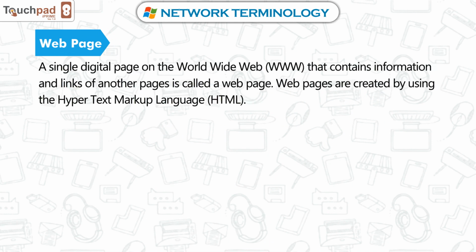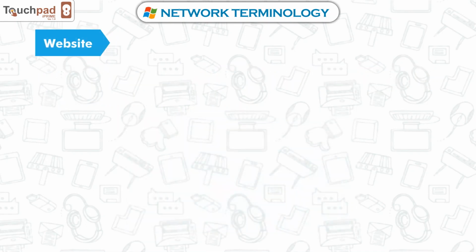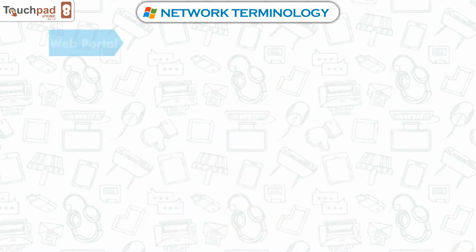Web page. A single digital page on the World Wide Web (www) that contains information and links of another pages is called a web page. Web pages are created by using the Hypertext Markup Language, HTML. Website. A website is a collection of web pages which are interlinked to each other. A website may contain thousands of web pages.